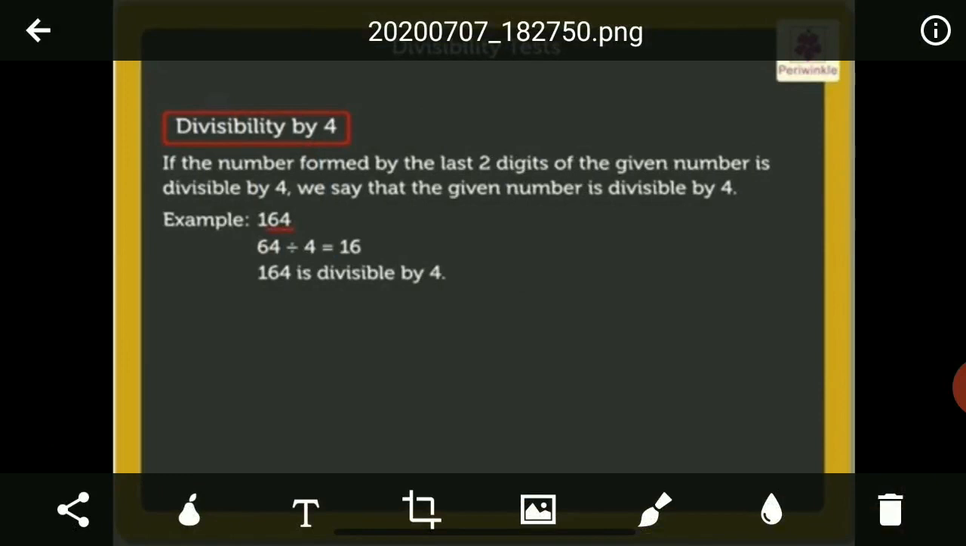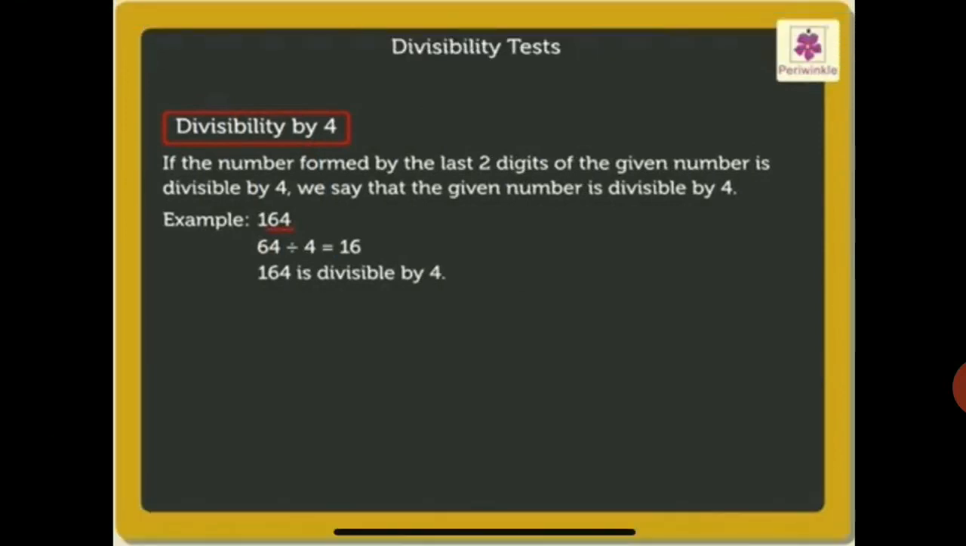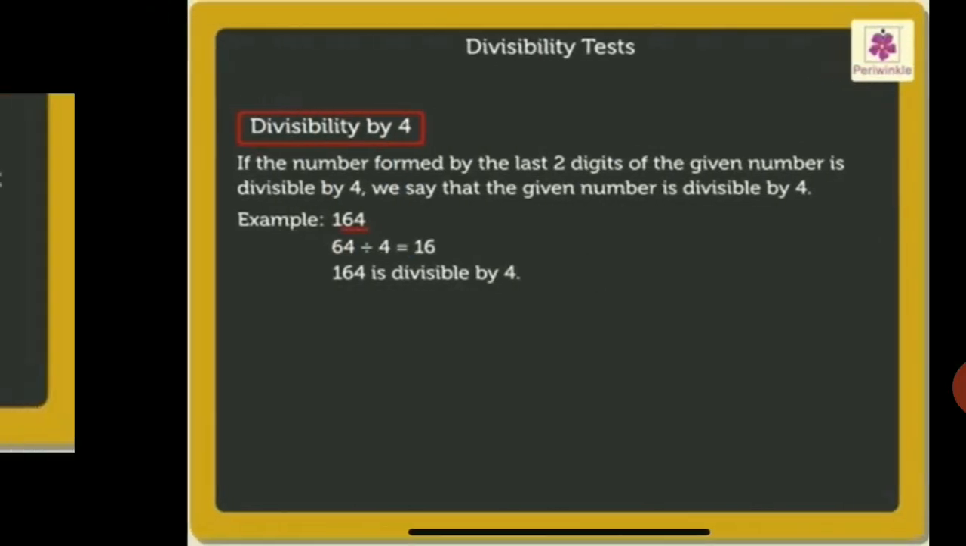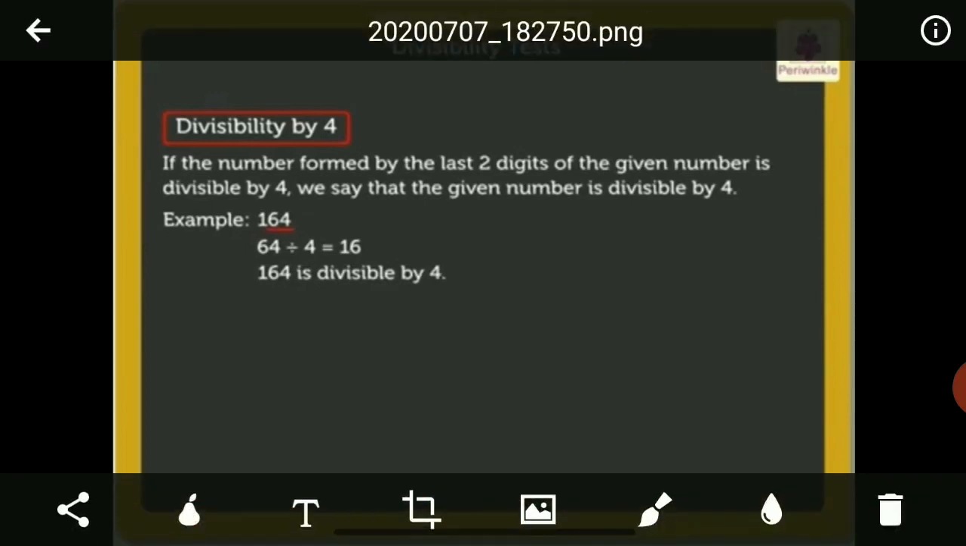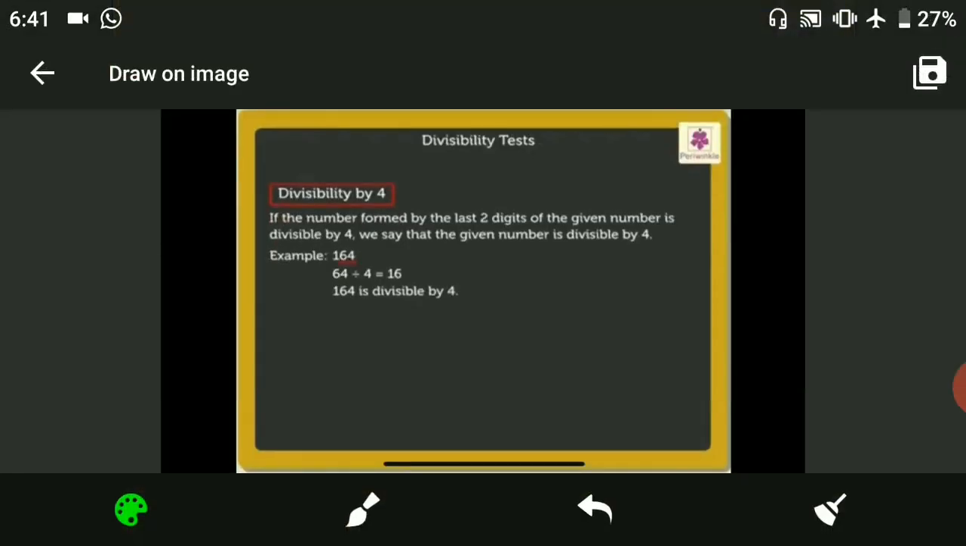Now we do divisibility by 4. For 4, students, what do you have to do? Firstly, listen to its definition, then I will explain how to do it. If the number formed by the last 2 digits of a given number, here the given number is 164, is divisible by 4, then we can say that the given number is divisible by 4.